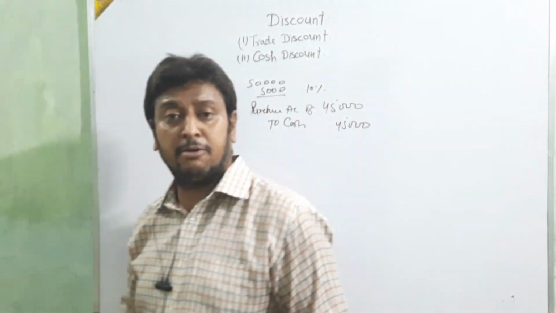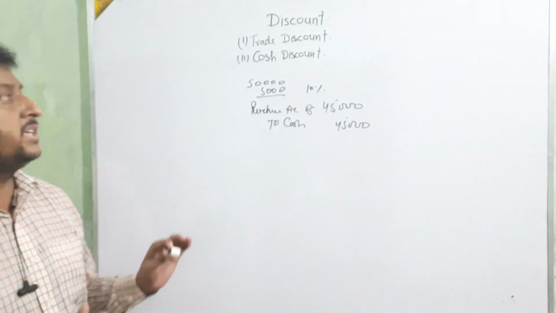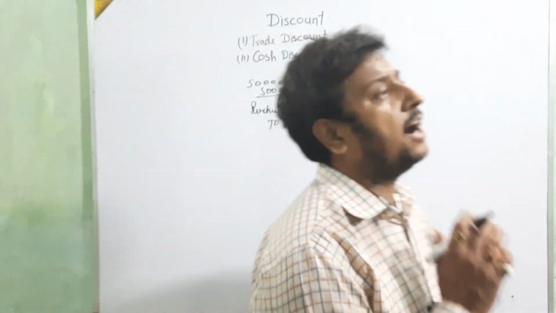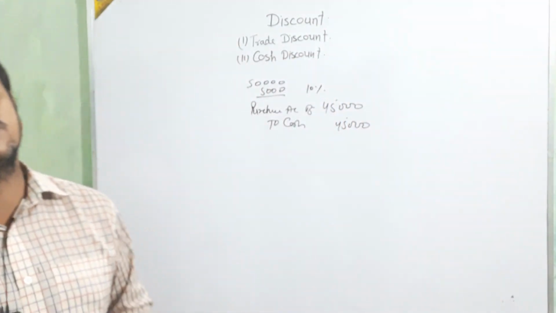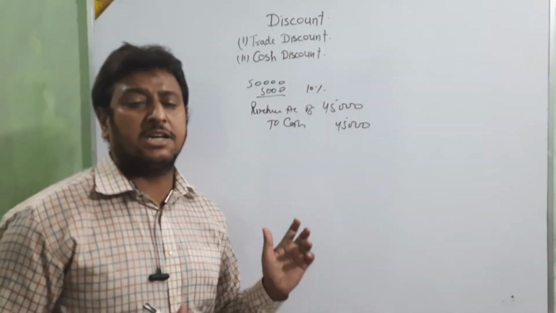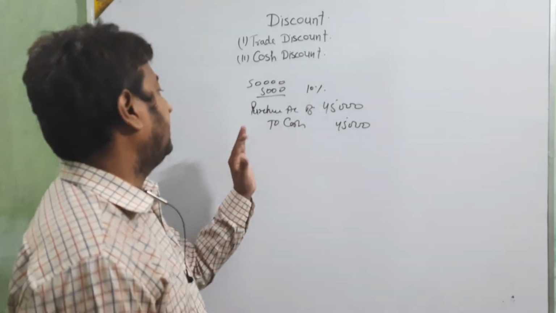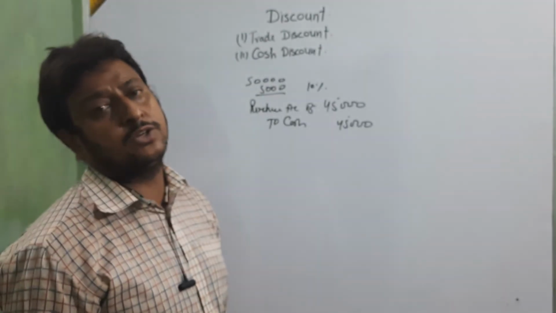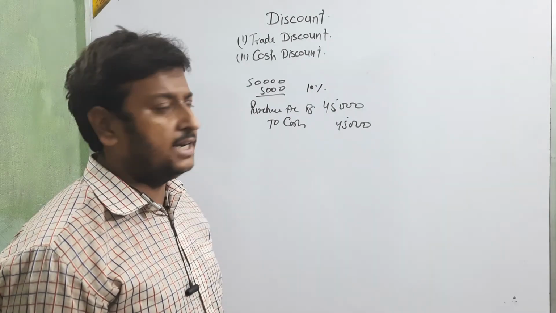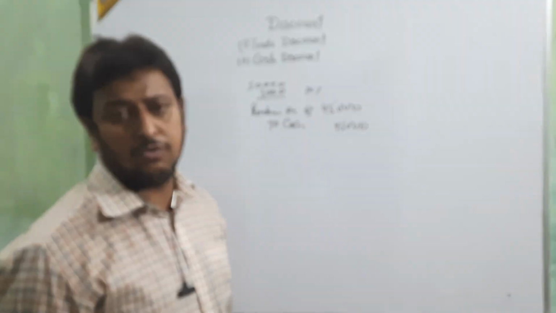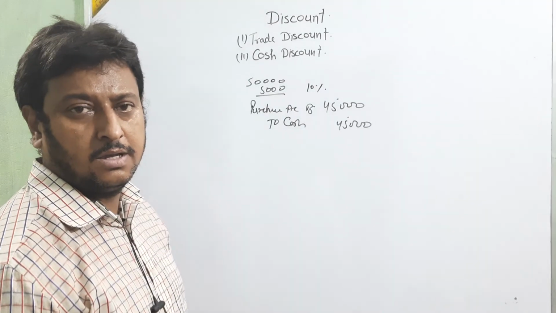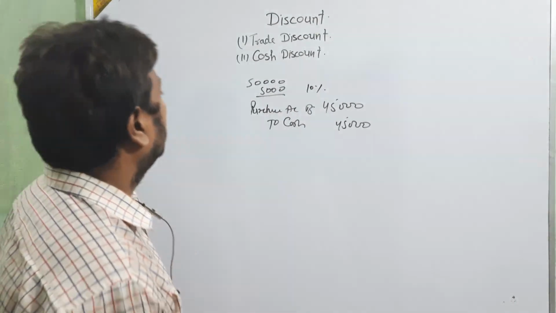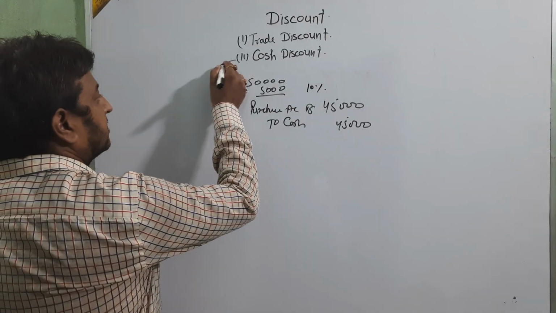I think this is well clear. Trade discount is a discount which is given by all businessmen or sellers to their customers for increasing sales, and trade discount we are not going to show in an entry, only the amount of trade discount will be deducted. Clear? Now I am going to the cash discount.